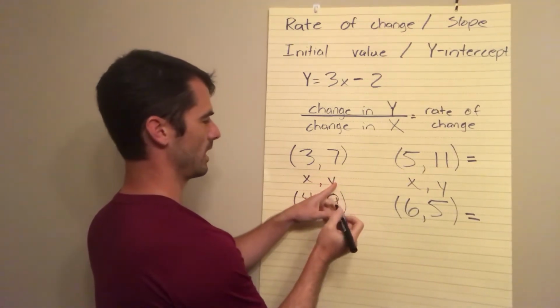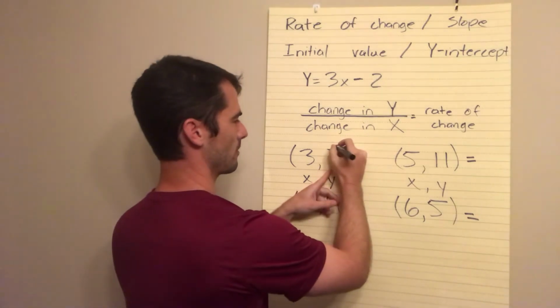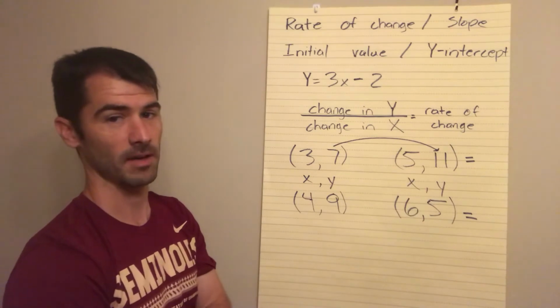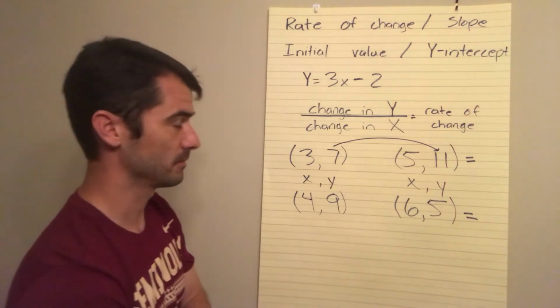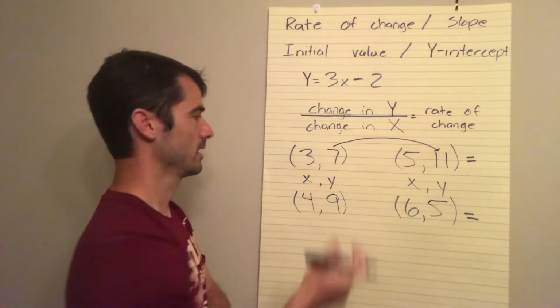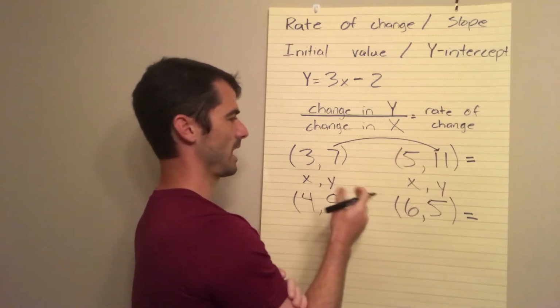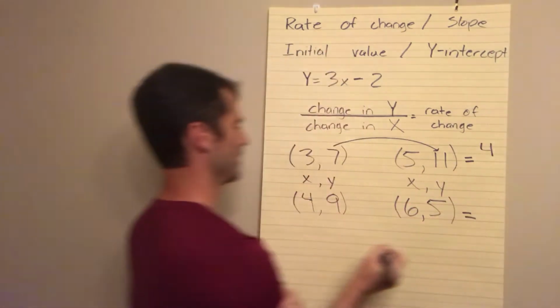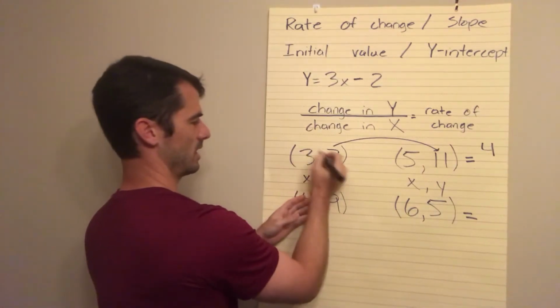All right, change in y. How am I changing? I'm going from 7 to 11. Well, first thing I'm going to ask is, did I go up or down? If you go from 7 to 11, you're going up. So that means our change is going to be positive. And then we have changed by 4. So we'll write 4.